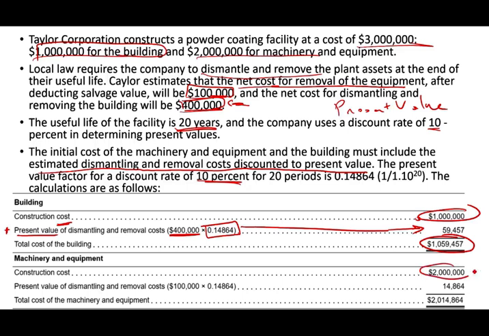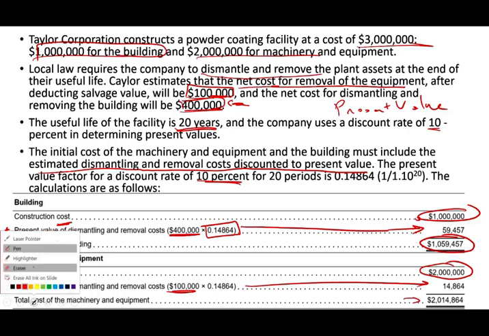The same concept would apply to the machinery and equipment. The cost is $2 million plus the present value of dismantling, which is we have to come up with $100,000, but 20 years from now. Therefore, we have to account for $14,864. Therefore, the cost of the machine is $2,014,864.